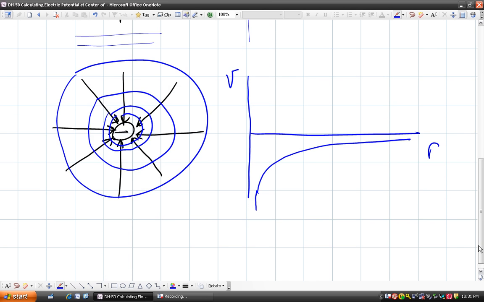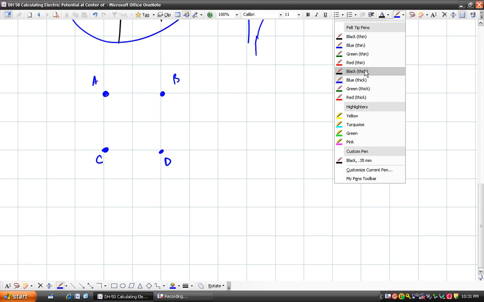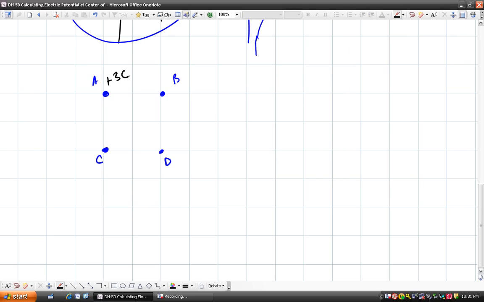Well, let's take a moment and draw that, and let's give these charges names. I'm not very creative, so I'm going to call them A, B, C, and D. If you read the problem, it goes from the top clockwise. This is plus 3 coulombs, this is going to be plus 3 coulombs, this is going to be minus 2 coulombs, this is going to be minus 4 coulombs, and this is going to be plus 6 coulombs.